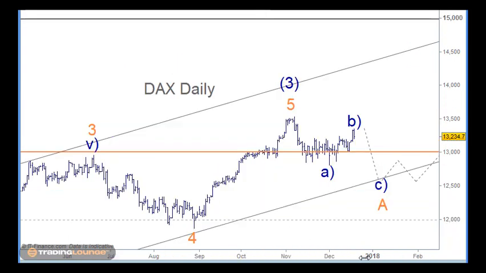So on the daily chart here, we're looking at the wave 3 top already being in play here.